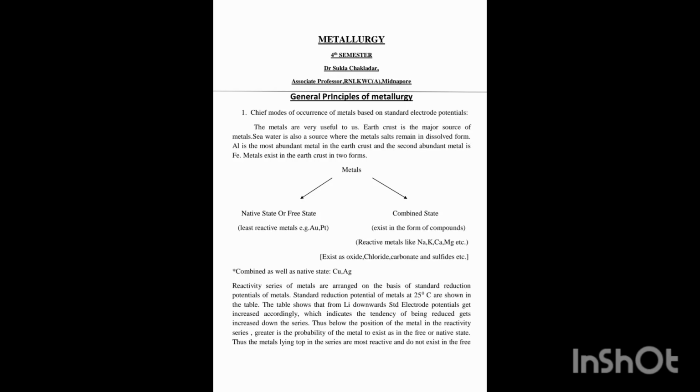The metals are very useful to us. Earth's crust is the major source of metals. Seawater is also a source, where the metal salts remain in dissolved form. Aluminium is the most abundant metal in the earth's crust, and the second most abundant metal is iron.